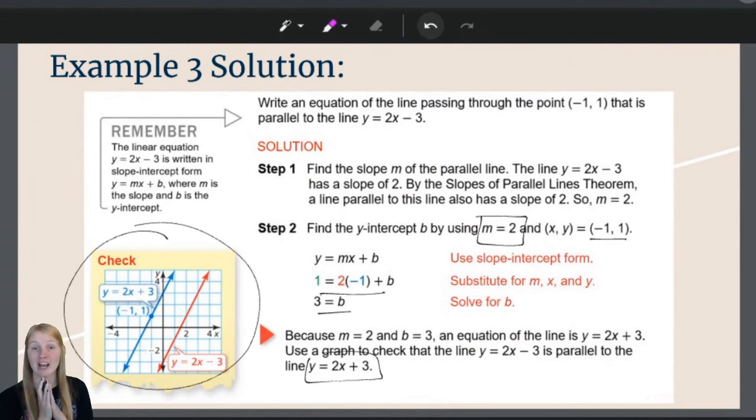And this is true. You can always check by graphing. If you graph the two lines and they look parallel, then awesome. If you graph them and they're crossing, you're like, wait a minute, parallel lines don't intersect. I did something wrong. But here we can see that our lines are indeed parallel.